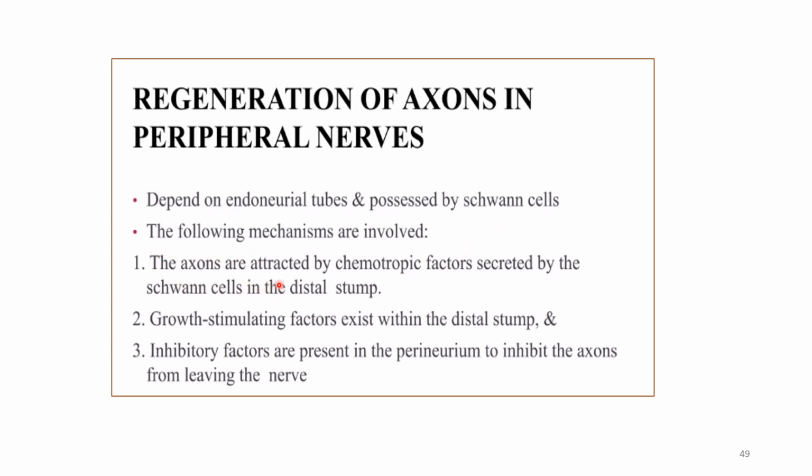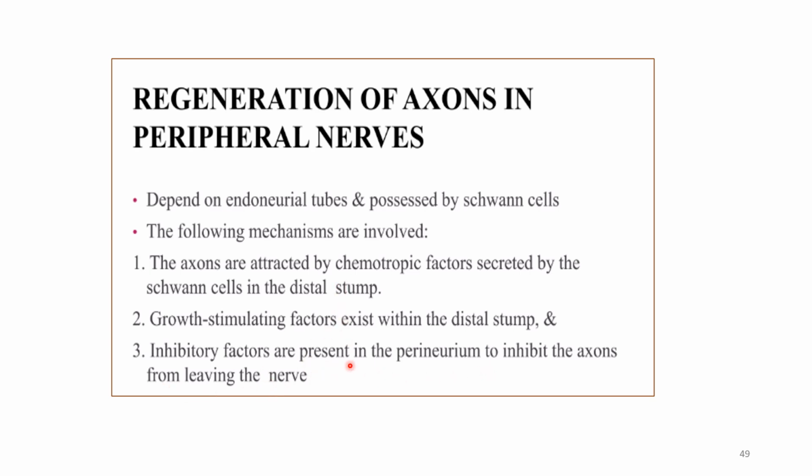The axons are attracted by chemotropic factors which are secreted by the Schwann cells in the distal stump. Growth stimulating factors are also released by Schwann cells present in the distal stump. And inhibitory factors present in the perineurium inhibit the axons from leaving the nerve.